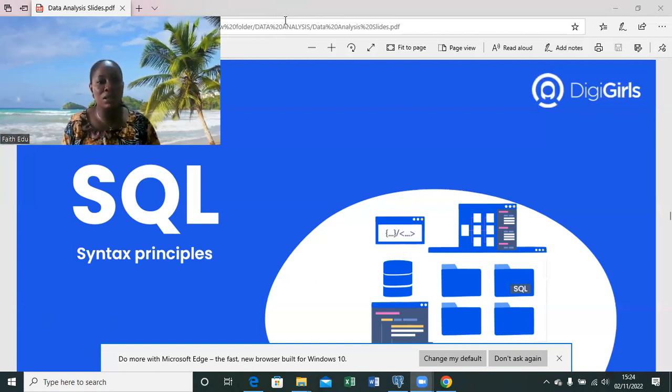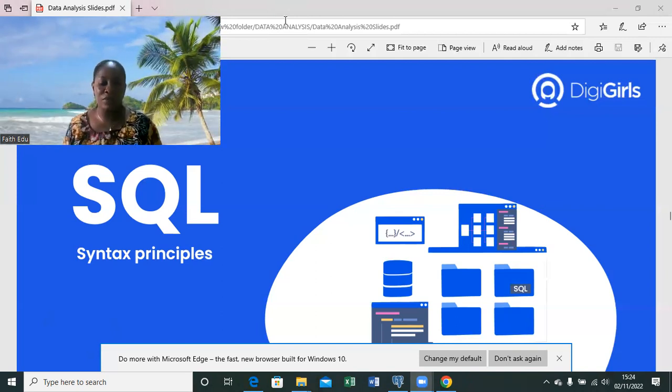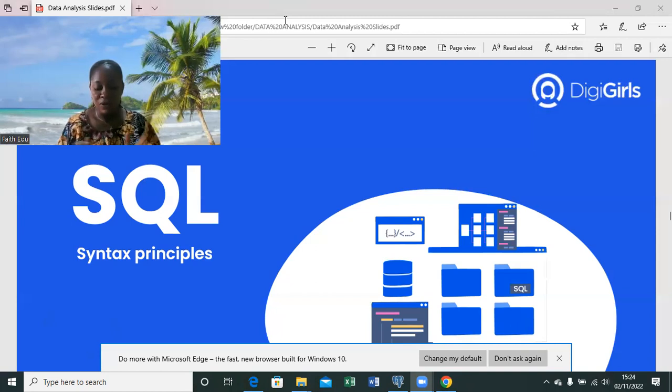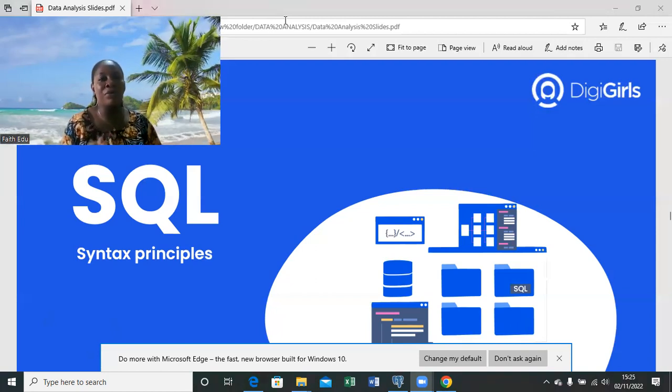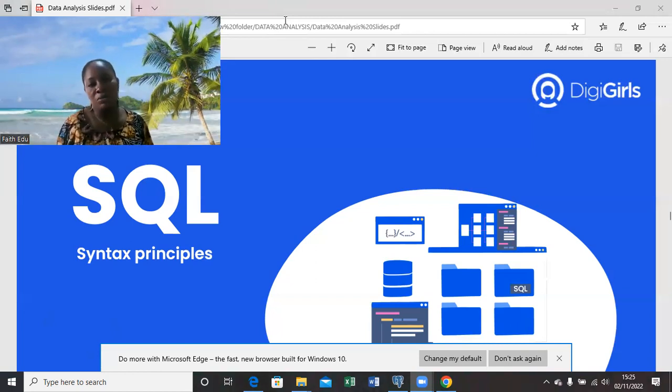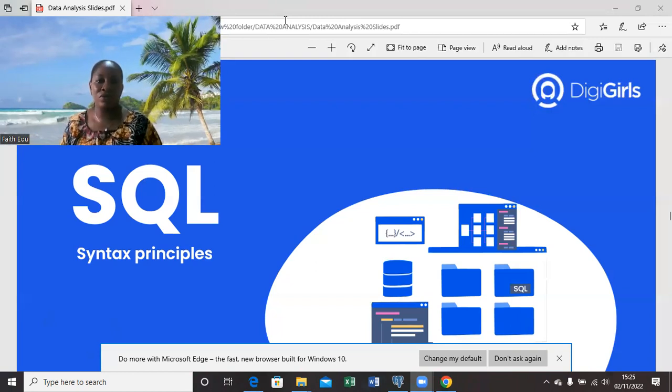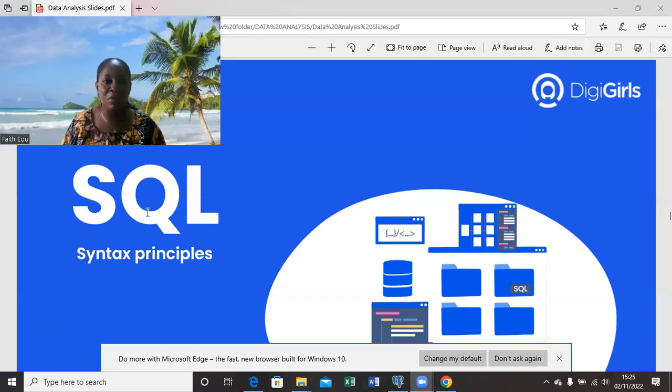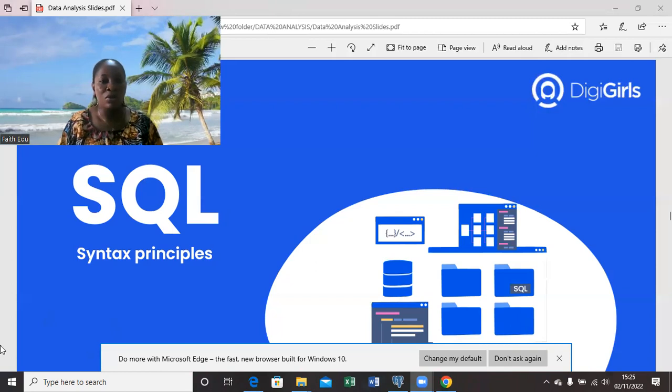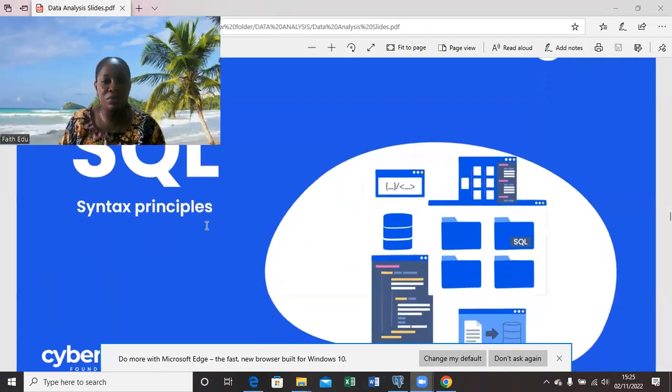So for this class, we shall be looking at SQL syntax principles. Syntax, we know, is the structure of statements in a computer language. The arrangement of your statement in a computer language is referred to as syntax. So we shall be looking at structured query language syntax principles.